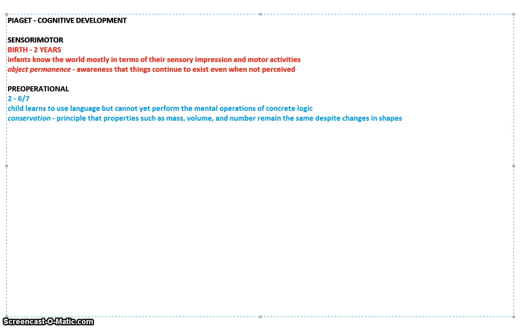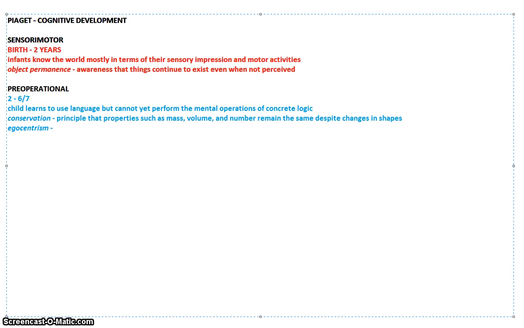So there are a lot of conservation tasks. You're going to see a couple of them in class, and kids failing them or passing them based on how old they are. Something else that you tend to see, so you do not have conservation, but something you do have in this stage is egocentrism.